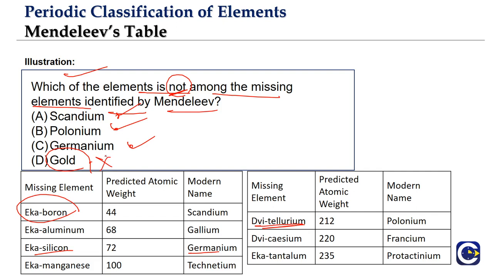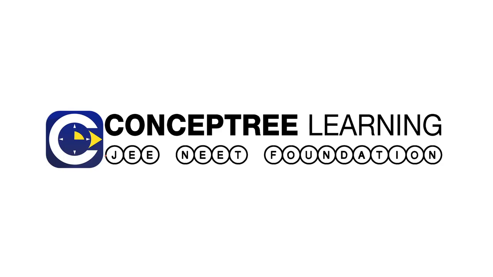So these are the type of questions we can expect. For the Mendeleev table, mostly we can expect questions on this missing elements concept, or the theory points on the drawbacks of the Mendeleev table or the merits of the Mendeleev table. So the answer is what? Option D, which is gold. So that is not among the missing elements. This is in summary of what we need to look at in terms of the Mendeleev periodic table.